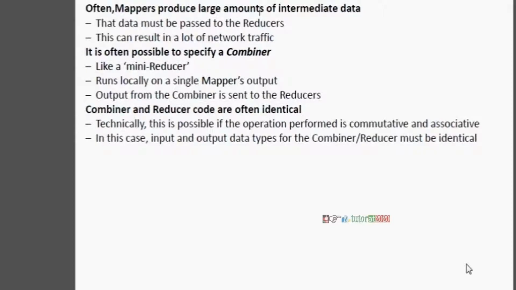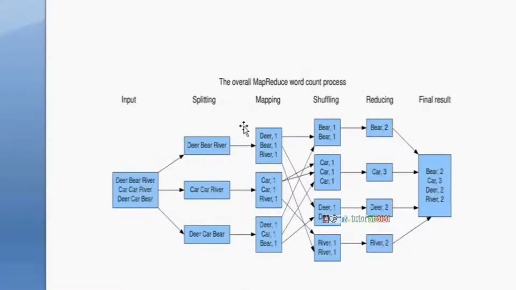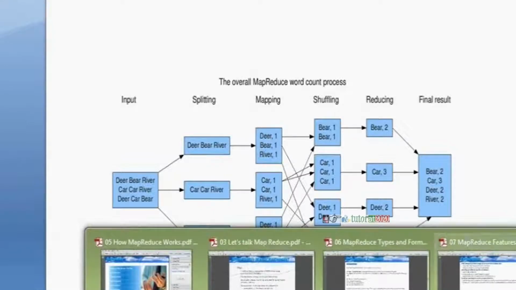Where do we use the combiner feature? Mappers produce a large amount of intermediate data. Right now, our data is small, just like 9 records. But in real time, mappers produce a huge volume of data. That data we call intermediate data. That intermediate data we pass to the reducer input. Yes or no?